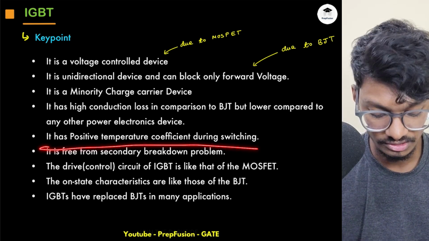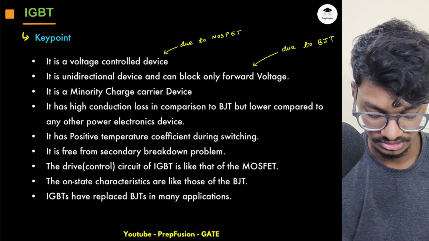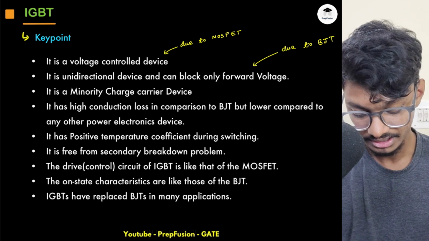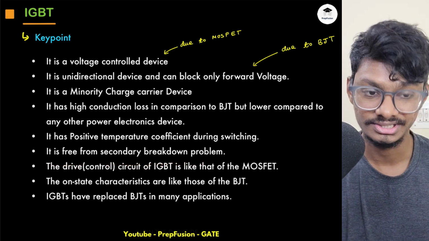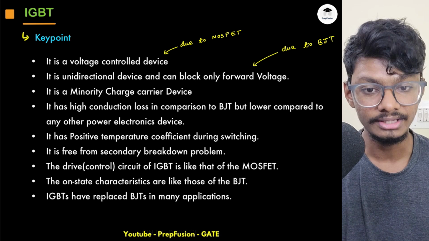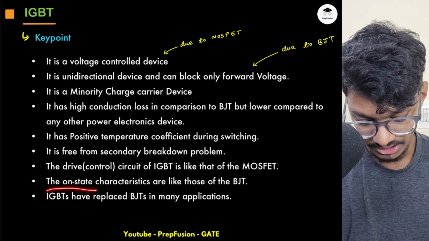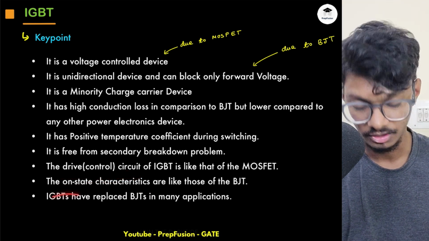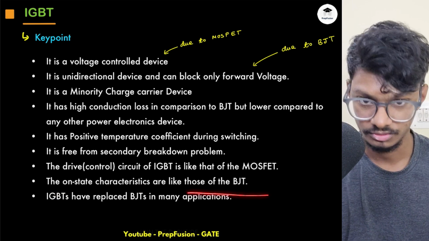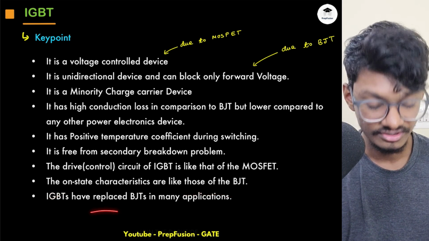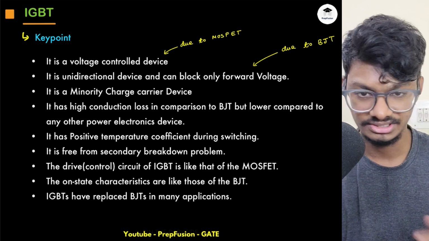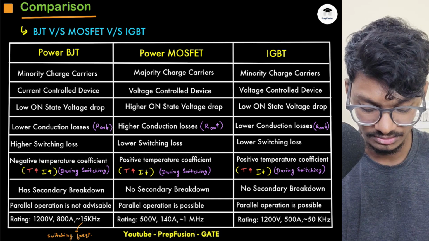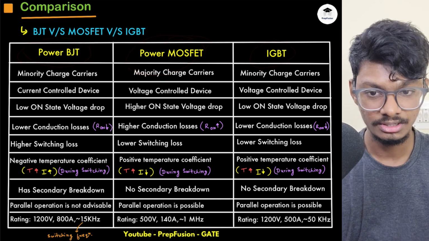Now it has a positive temperature coefficient during switching. You should know this, though it is just a theoretical point. It is free from the secondary breakdown problem, so it doesn't have the same thermal runaway problem as BJT. The drive or control circuit of IGBT is similar to MOSFET, and the on-state characteristics of IGBT are similar to those of a BJT. Also, IGBTs have replaced BJTs in many applications because IGBTs are more preferred. So, in this one slide, I have totally explained the core differences between power BJT, power MOSFET, and IGBT.